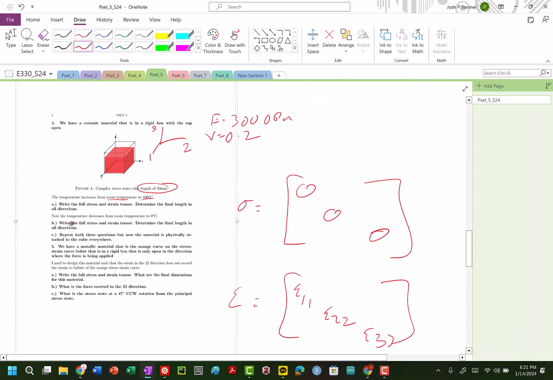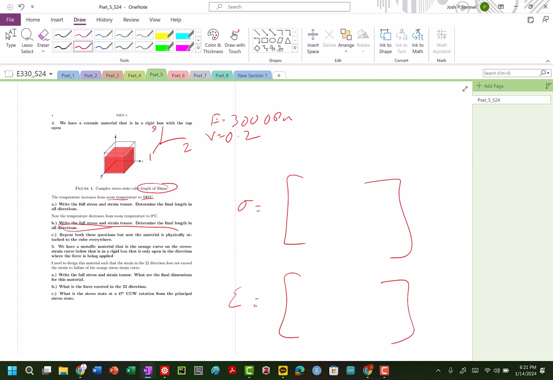So we've gotten that one done. Let's go ahead and erase here, at least everything inside. All right. So let's go ahead and draw. Repeat both of these questions, but now the material is physically attached to the cube everywhere. So it's attached at the bottom, but it is still open at the top. So let's go ahead and do our increase. If it's attached everywhere, it actually doesn't really matter necessarily.